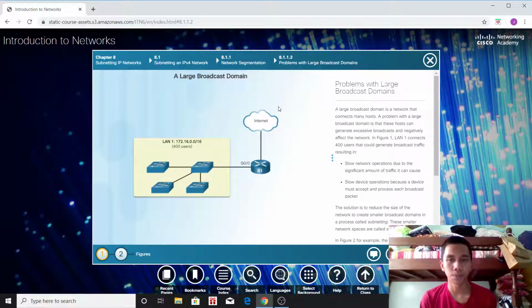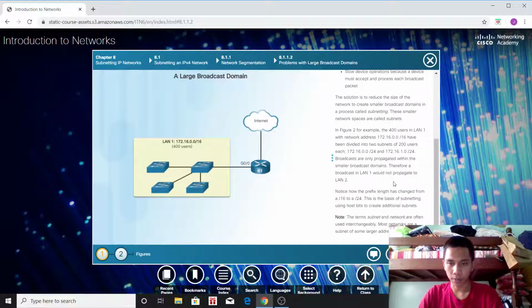Then the problem with a large broadcast domain. A large broadcast domain is a network that connects many hosts. A problem with a large broadcast domain is that these hosts can generate excessive broadcasts and negatively affect the network. Slow network operation: a significant amount of traffic can cause slow device operation because a device must accept and process each broadcast packet.